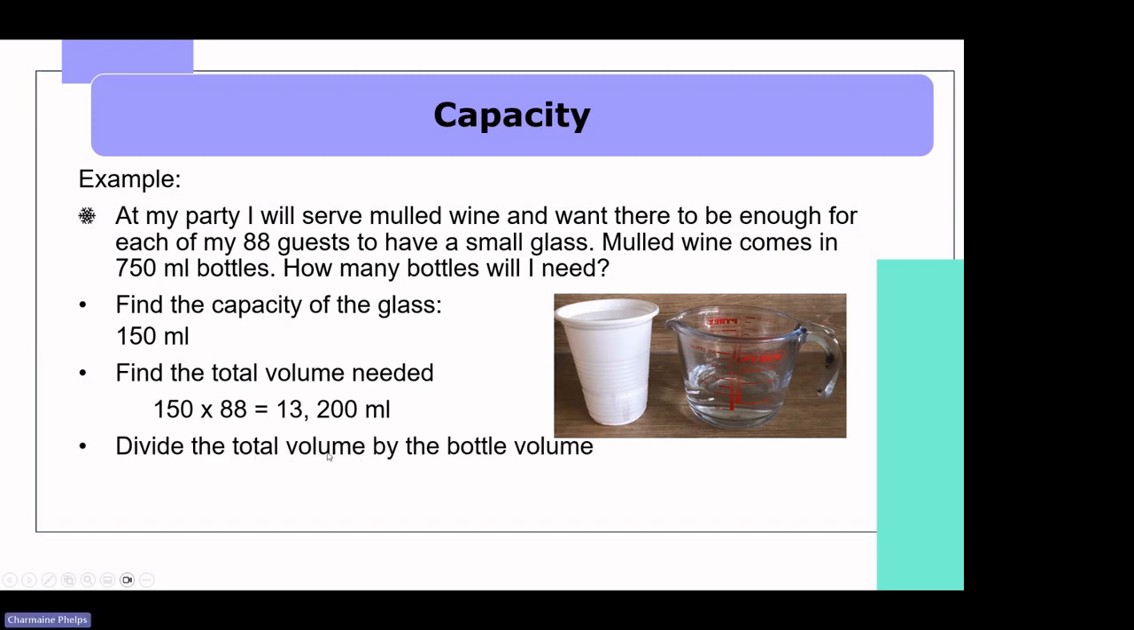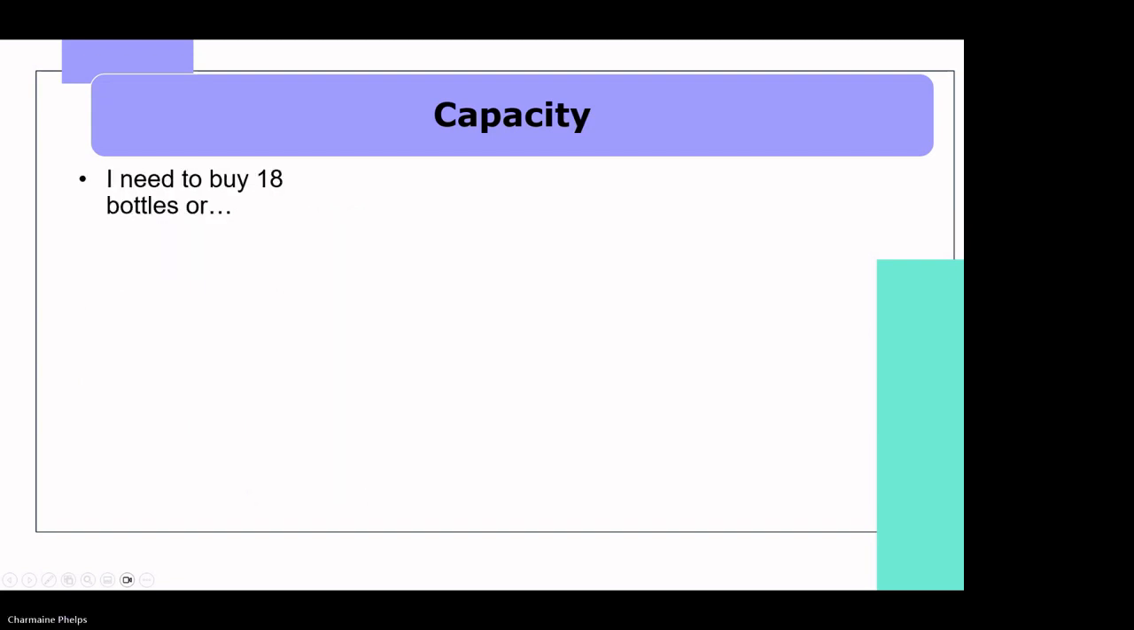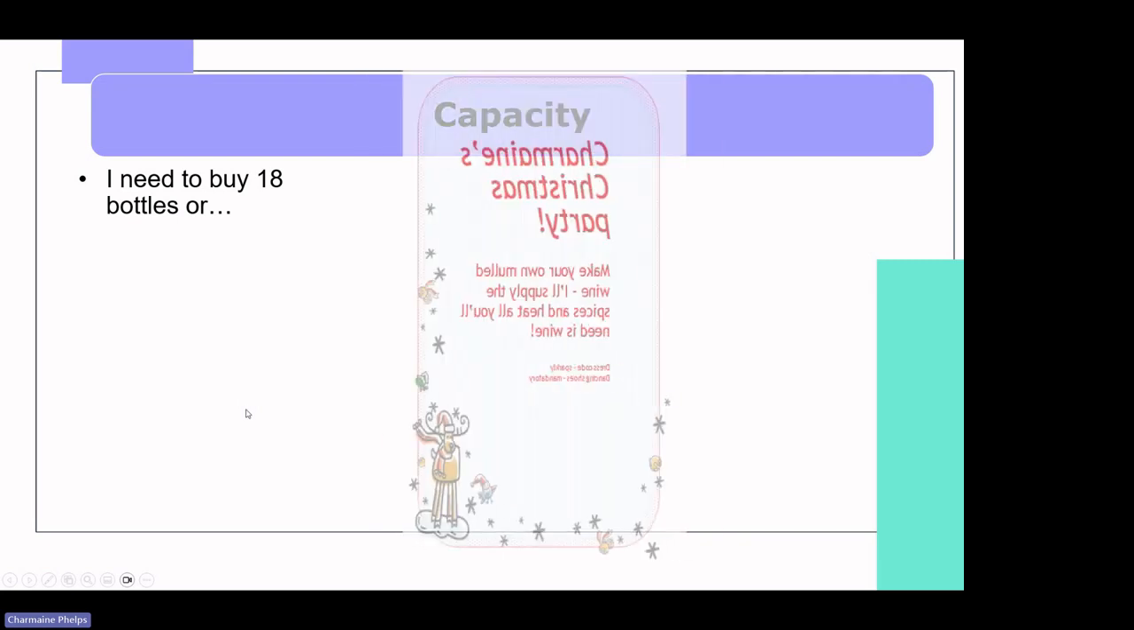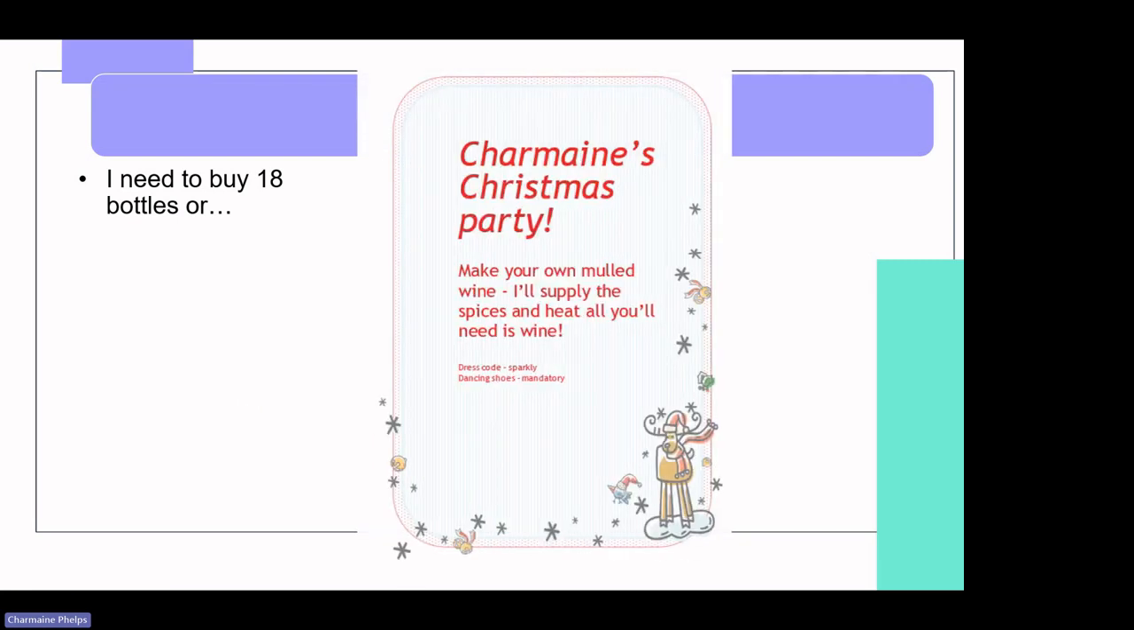If I divide the total volume by the bottle volume, that will tell me how many bottles. So 13,200 divided by 750 gives me 17.6, which means I need to buy 18 bottles. If I'm lucky and there's a deal on, that's not so bad. But otherwise, 18 bottles, if there are 5 each, that's a significant amount of money. So perhaps I will just do this. Bring your own wine and I'll give you a pan and some spices to heat it on.